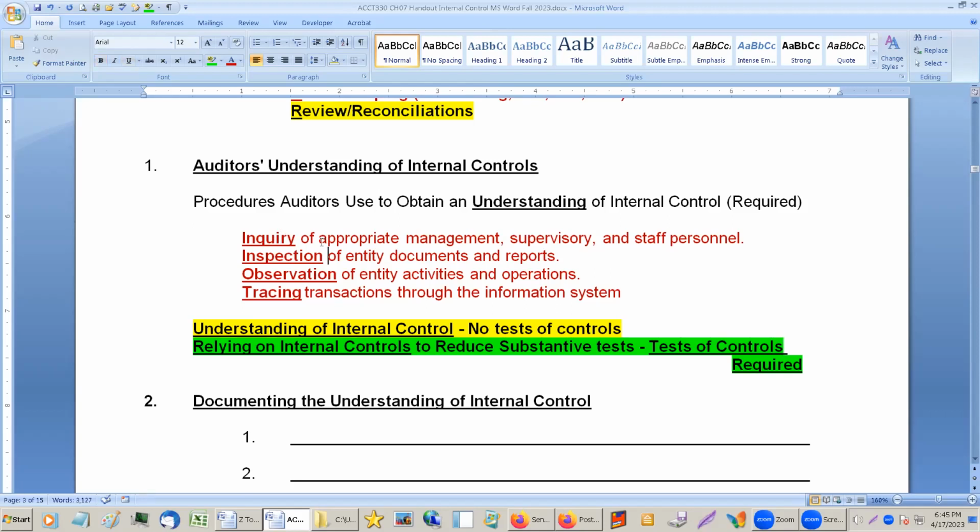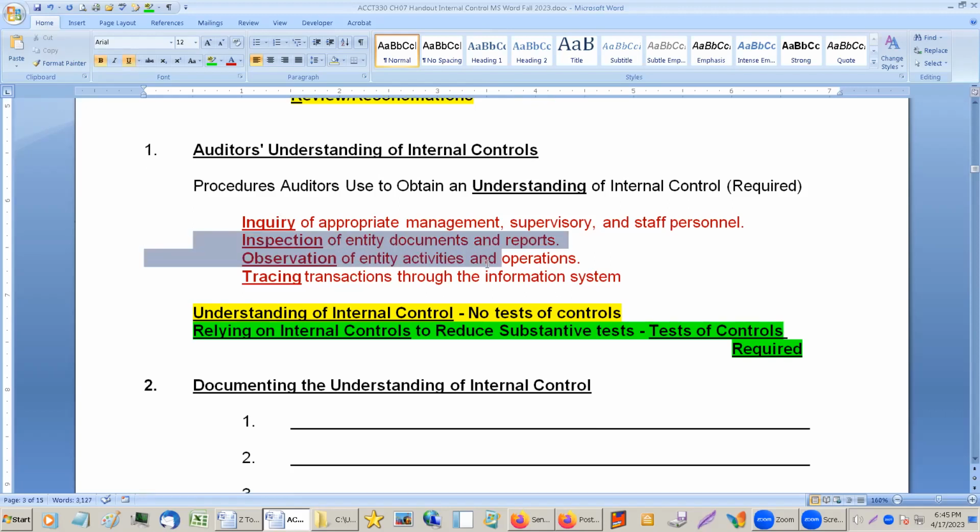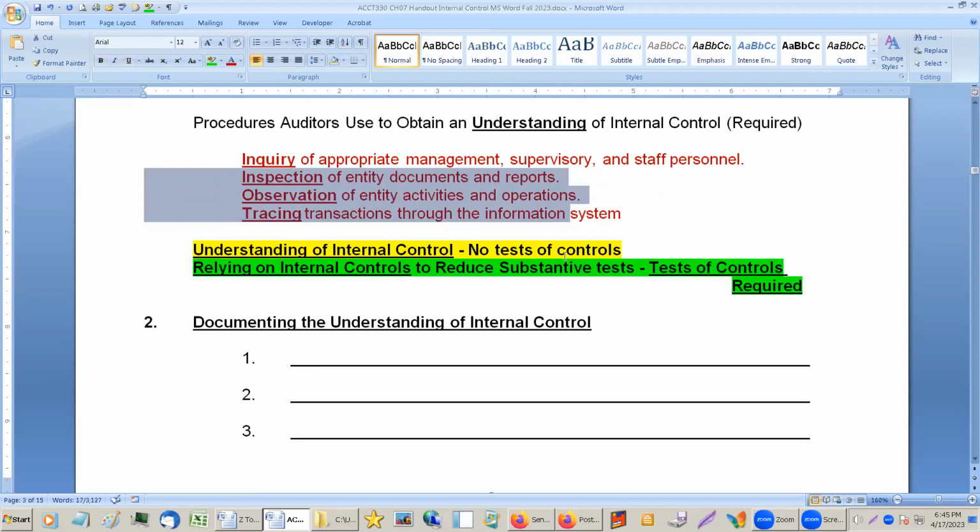And how do you get an understanding of internal controls? Ask people, inspect documents, see who's signing off on things, who's authorizing things, observe people actually doing their stuff. This is a very important one I found when I was doing auditing. It's amazing what a difference there is sometimes between what people think is going on and what is actually going on. Not because they're being evil or anything, but just because it gets lost somewhere. And tracing transactions through the information system. So these are all ways to get understandings of internal control.